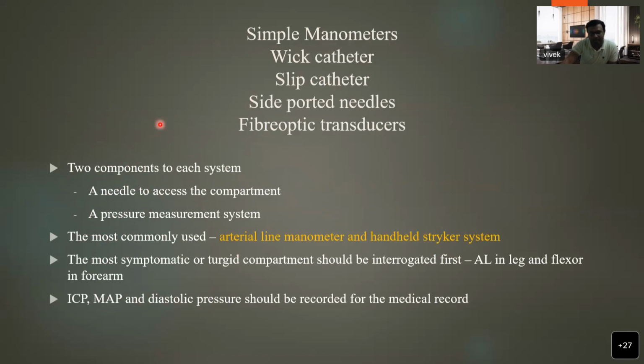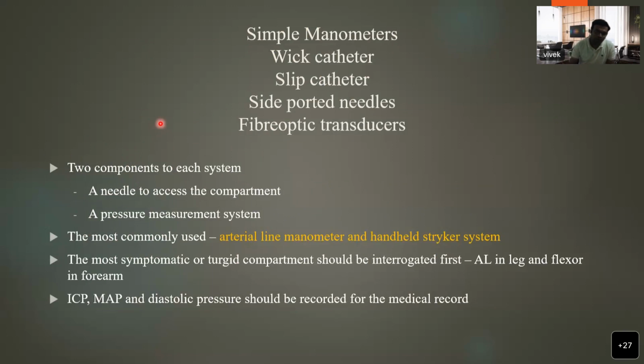Multiple equipments are available to measure the intracompartmental pressure. Simple manometer, or a Whitesides catheter and slit catheter, side-ported needles, or fiber optic transducer are some of these examples. Each of these equipments has basically two components: a needle to access the compartment, and a pressure measurement system. The most commonly used is the arterial line manometer and handheld Stryker system.